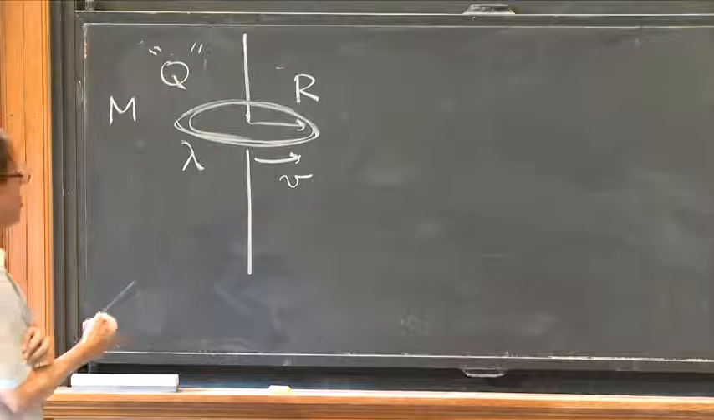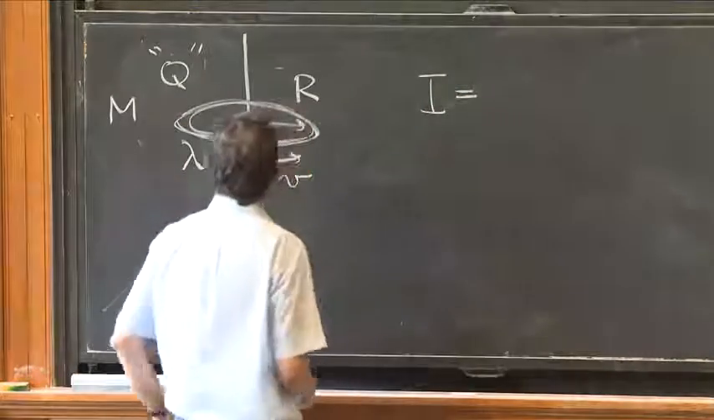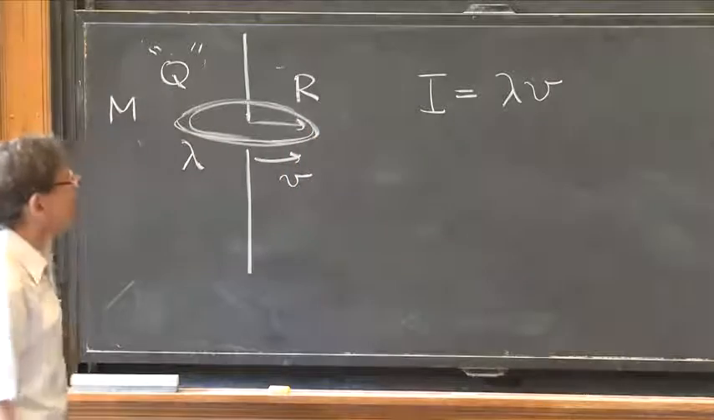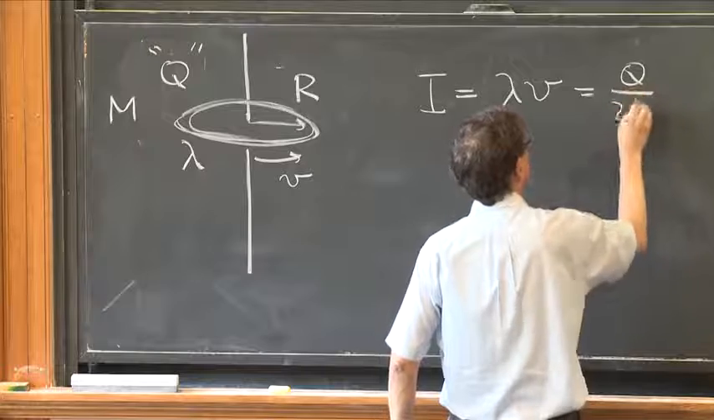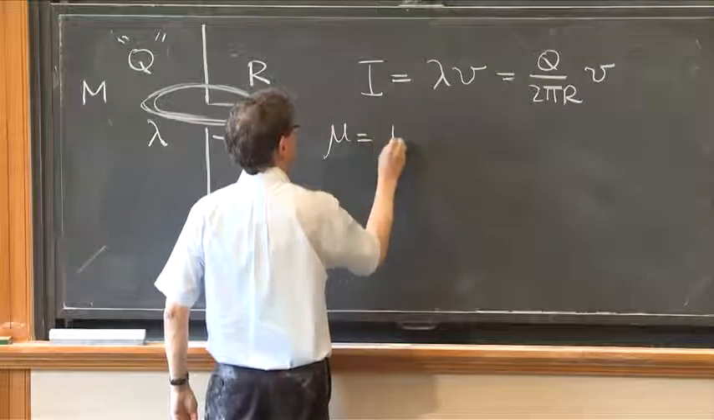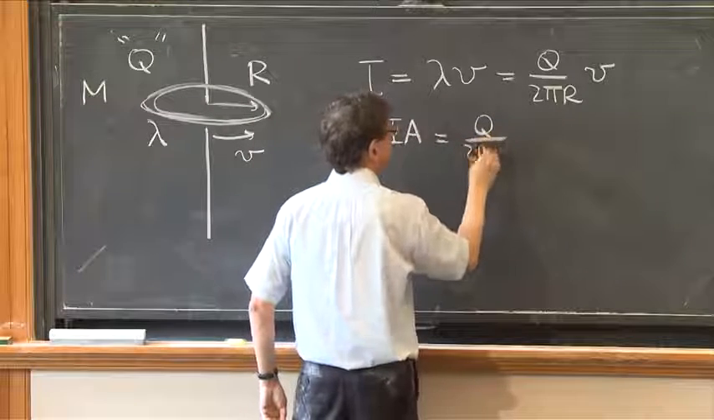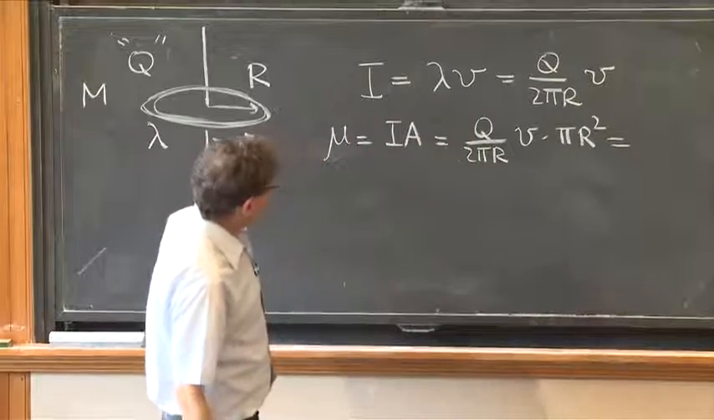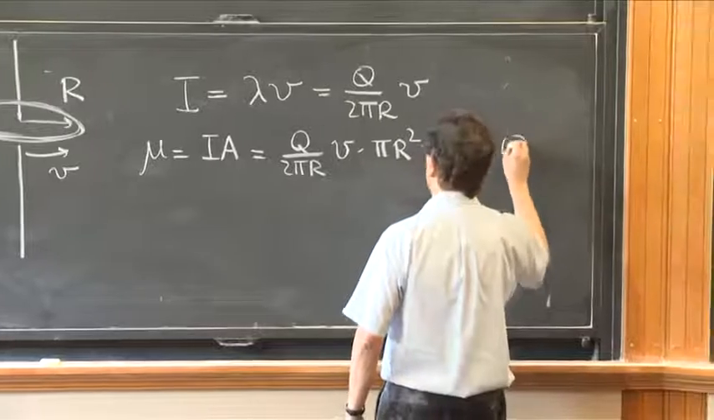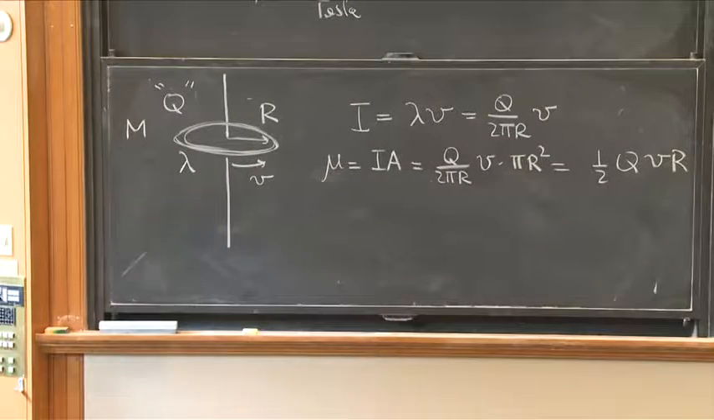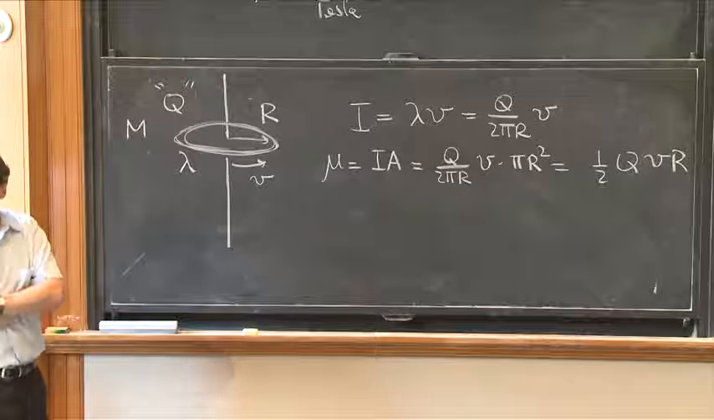Let's calculate the magnetic moment. So the current is the linear charge density times the velocity. The linear charge density is the total charge divided by 2 pi r, times the velocity. Now the area, to give the magnetic moment, we have mu is equal to I times area, so it would be this q over 2 pi r, times v, times the area, which would be pi r squared. So the pi's cancel, and we get 1/2 Q V R. Okay, 1/2 QVR, and that's fine and interesting, but it depends on the radius, depends on the velocity.